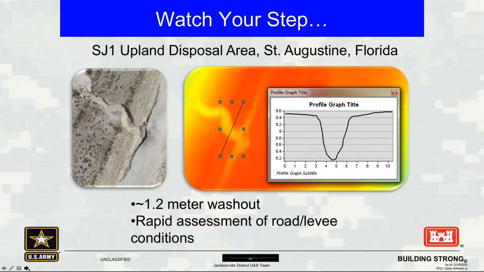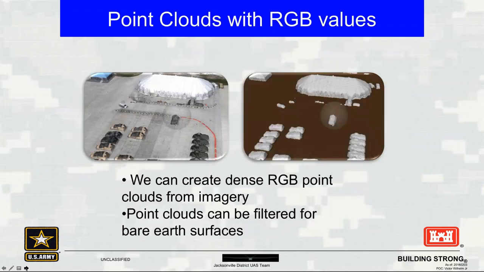Next slide, please. And we're also able to extract out a profile of the elevation there. That one we found out was about a 1.2 meter washout, which was around the road or levee that, without going on site, we may not have known was there. Next slide, please. 80.